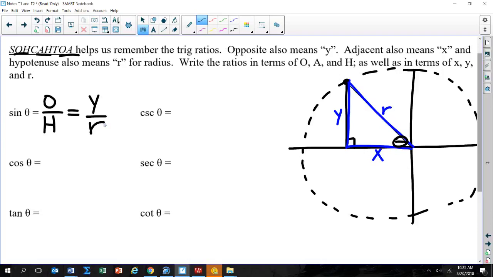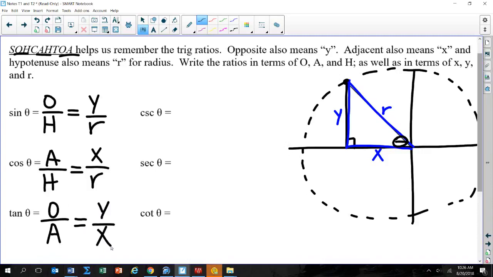Emily, give me cosine. How would you write the ratios for cosine? Go ahead. A over h, right? Adjacent over hypotenuse, which is what in terms of x, y, and r? Great. Adjacent to the reference angle is x, and then r is the hypotenuse. Okay. Other Emily. Go ahead and do tangent for me. O over A. Great. Opposite over adjacent. Yep. Y over x.